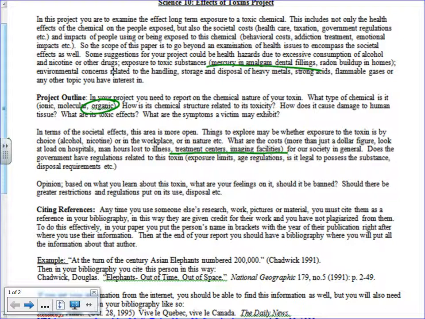And then lastly, your opinion. Based on what you learned about this toxin, what are your feelings on it? Should it be banned? Should there be greater restrictions, lesser restrictions, regulations, etc. put on its use or disposal?